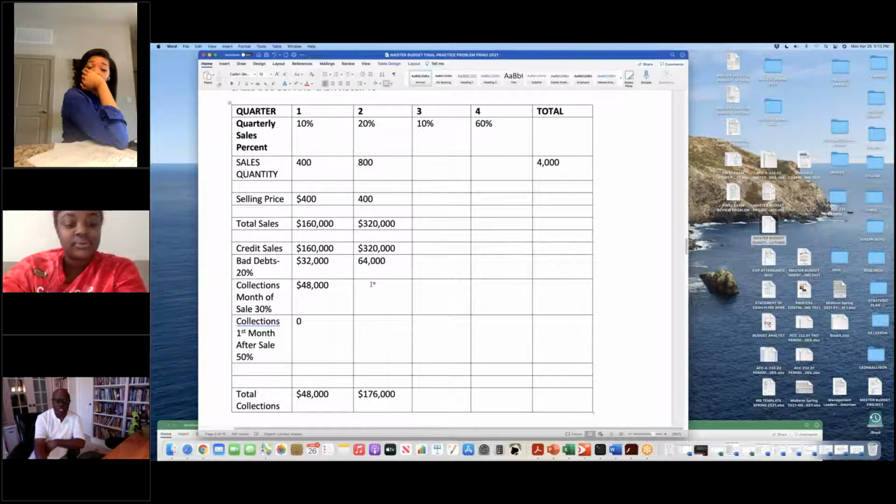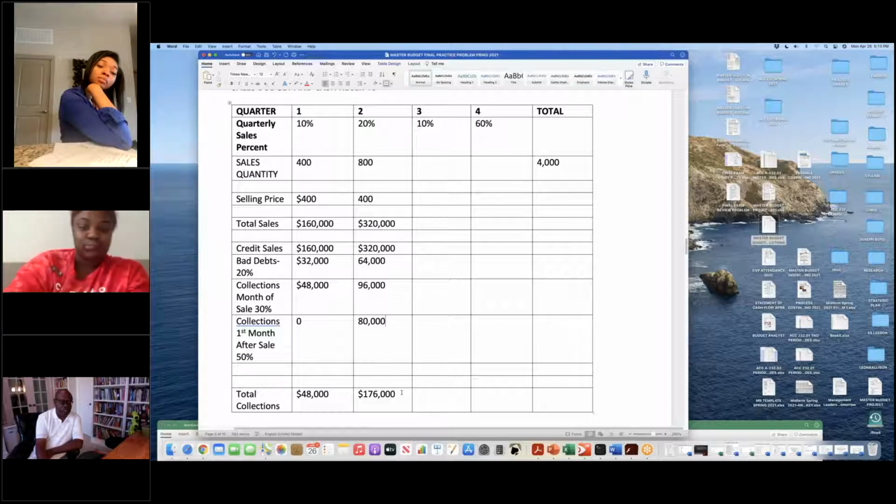$96,000. How did you get 96,000? That's 30% of 320,000. And what's going to go in this box? 80,000. How did you get 80,000? That's half of the first quarter collections. All we're going to do is go over here. So we're collecting 80% of last quarter.